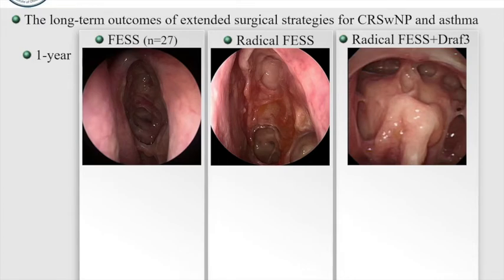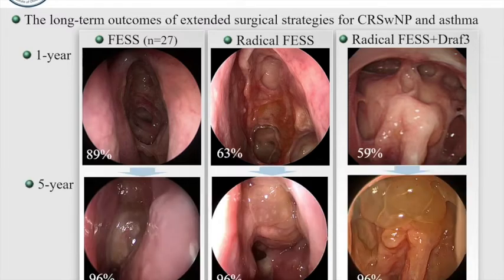In a study we published this year in Rhinology, we investigated the long-term outcomes of different surgical strategies for patients with nasal polyps and asthma. Patients were randomly assigned to receive functional endoscopic sinus surgery (FESS), radical FESS, or radical FESS plus Draf 3 procedures. Although the patients receiving radical FESS or radical FESS plus Draf 3 yielded better short-term outcomes than FESS, the recurrence rate after 5 years is 96% in all three groups.